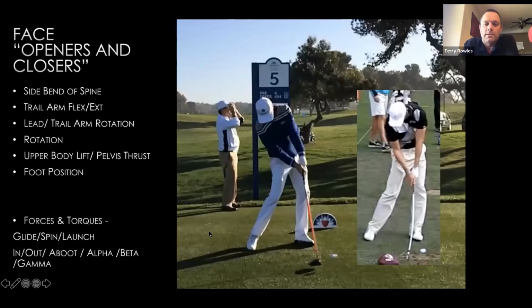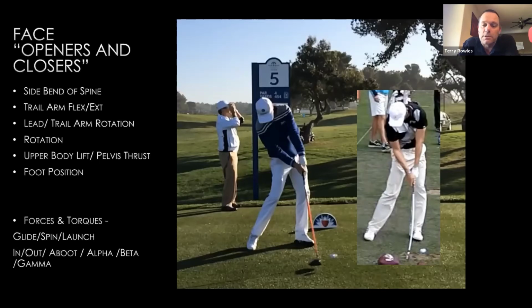So there's a summary of what I'm talking about here. We've got Martin Kaymer on the right and Ben Crane on the left. Crane had, I think, the highest side bend numbers that we've seen. So face openers and closers is what we called it. When we tested the grips, we close the face, hit it straight, open the face, hit it straight. The things that change are face openers and closers, and they contribute to the squareness of the face at impact.